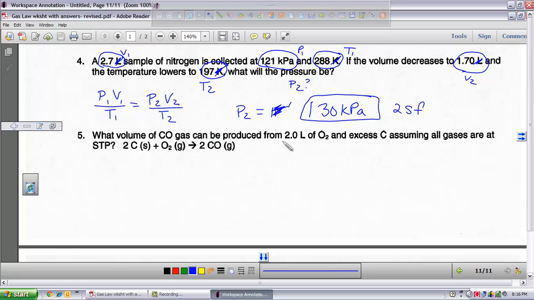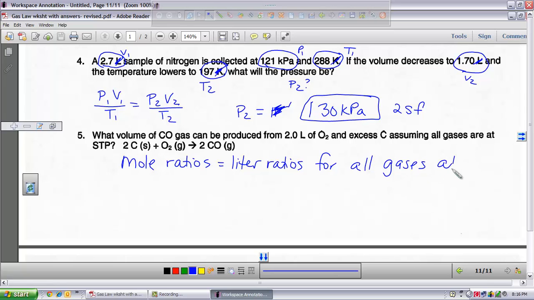Now down here, this is kind of interesting. It asks for gas. What gas can be produced from 2 liters of oxygen? Now, what's interesting about gases is that mole ratios equal liter ratios for all gases at standard temperature and pressure. So that's kind of helpful. This is not a gas, it's a solid.